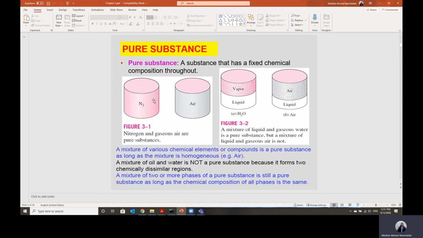So a pure substance can be a single substance, or it can be a mixture if we have the same chemical composition everywhere. It could be a mixture of liquid plus vapor of the same substance, but it cannot be a mixture of air plus liquid of different chemical composition. So the condition for a pure substance is to have fixed chemical composition everywhere.